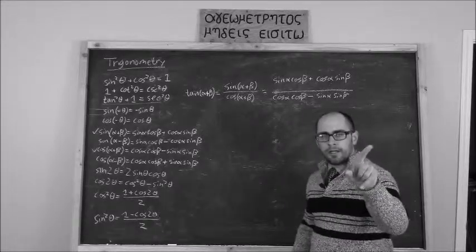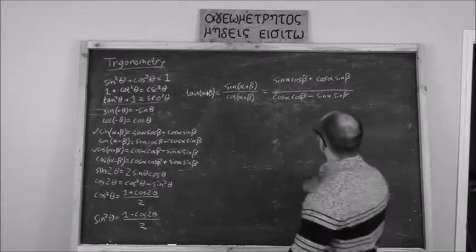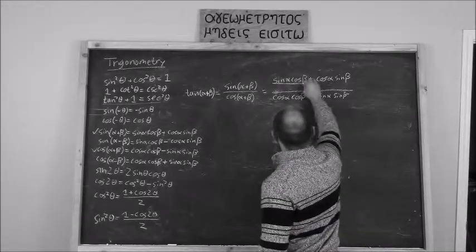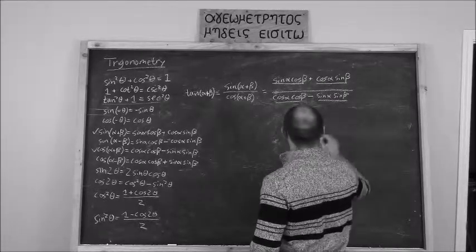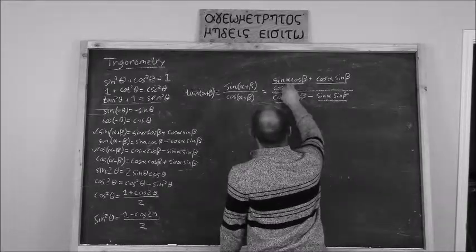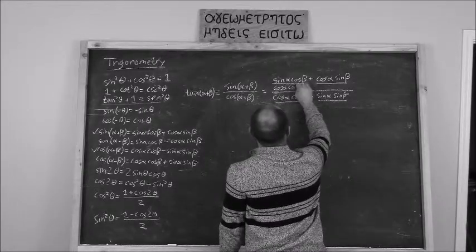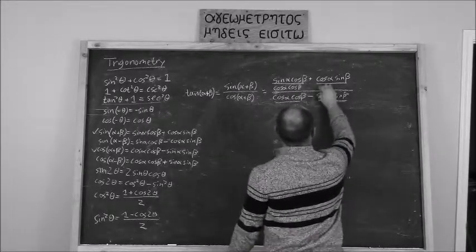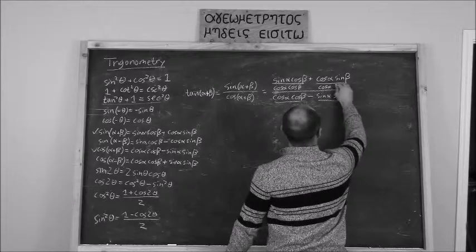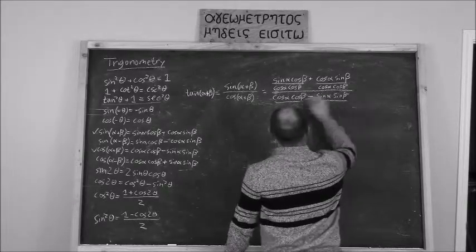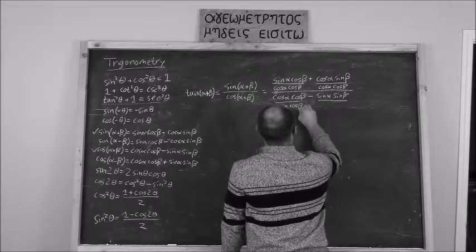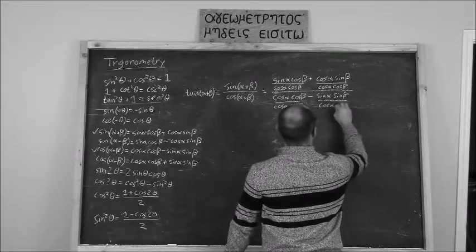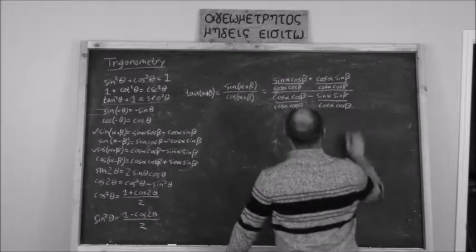Now, here is the trick. What if I divide each term, so there are 4 terms here, by cosine alpha cosine beta? So I have to do the same to all 4 terms. Cosine alpha cosine beta, cosine alpha cosine beta.